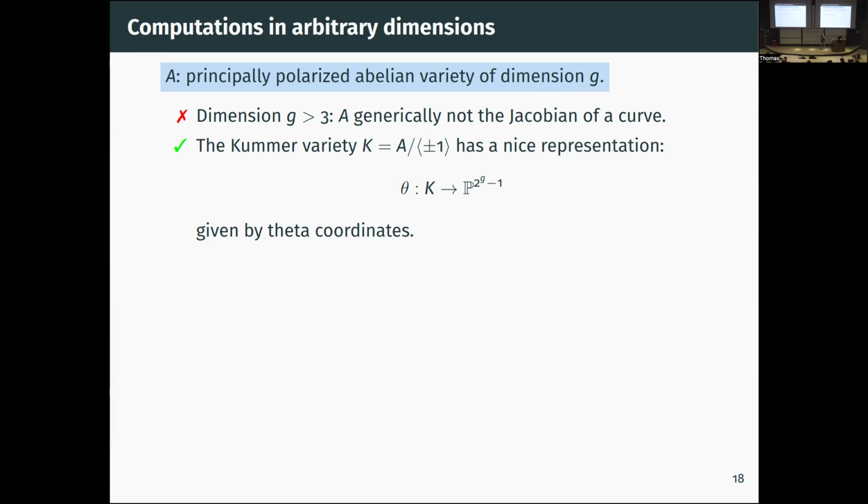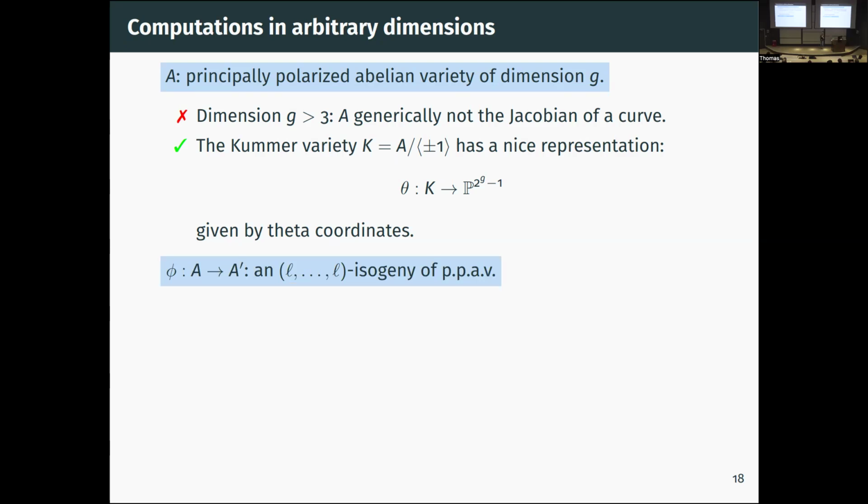However, what we do know is we have such a nice representation given by theta coordinates, where we can always embed our abelian variety in some space of dimension 2^g minus 1, where g is the dimension. So this means, like in dimension 1 for elliptic curves, we can embed this in dimension 1; for surfaces we need dimension 3, and so on. So this doesn't blow up too badly.